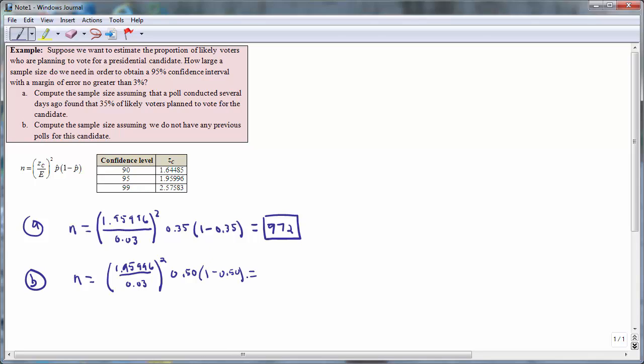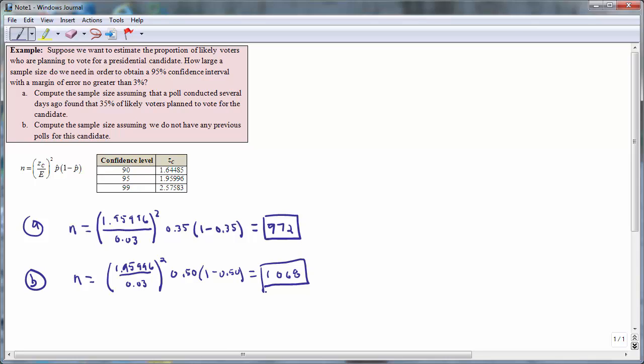Enter this into a calculator, and I come out with a sample size of 1068, where I am rounding up to the next higher integer. So as you can see, if you assume a sample proportion of 0.5, you end up needing a larger sample, but it's better to have too much data rather than not enough data.